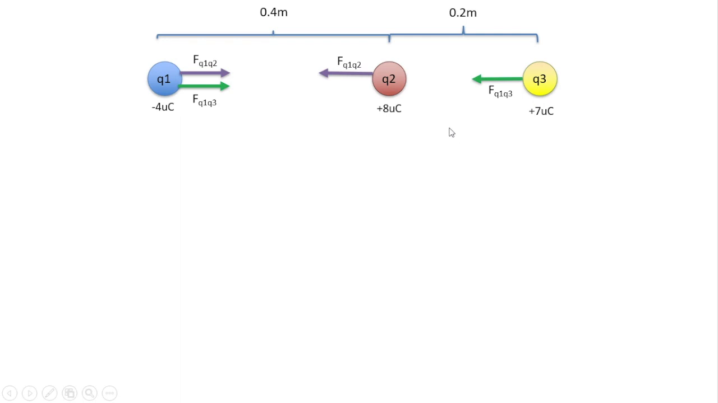Now we just have one last pair to figure out, and that's Q2 and Q3. Q2 is positive, Q3 is positive. That means that these two are going to repel each other. So Q2 is going to feel a leftward force, and Q3 is going to feel a rightward force.